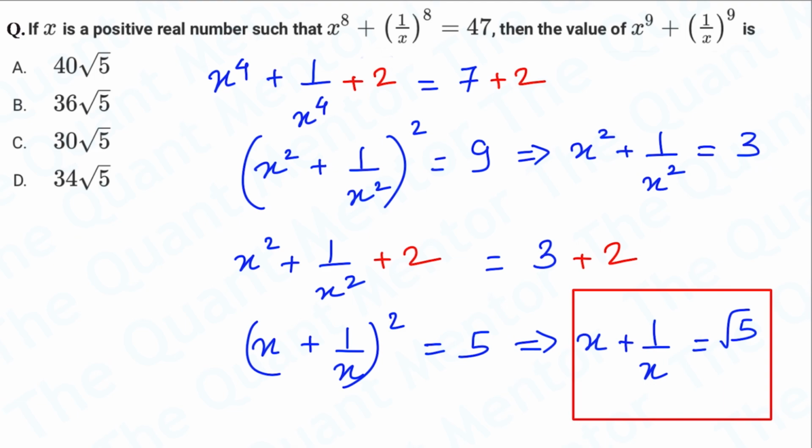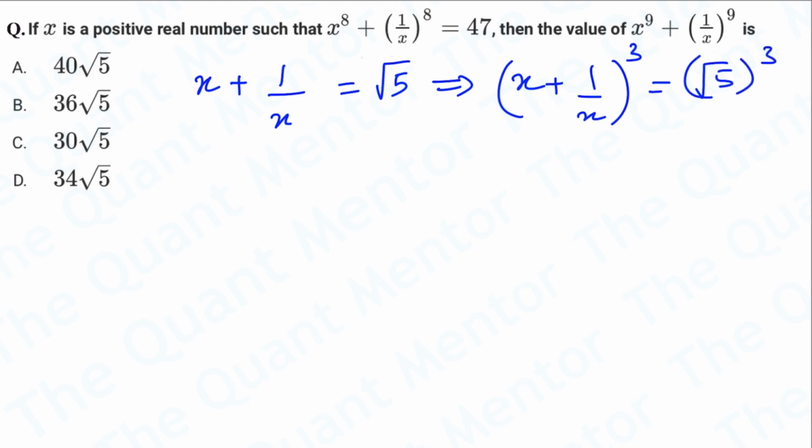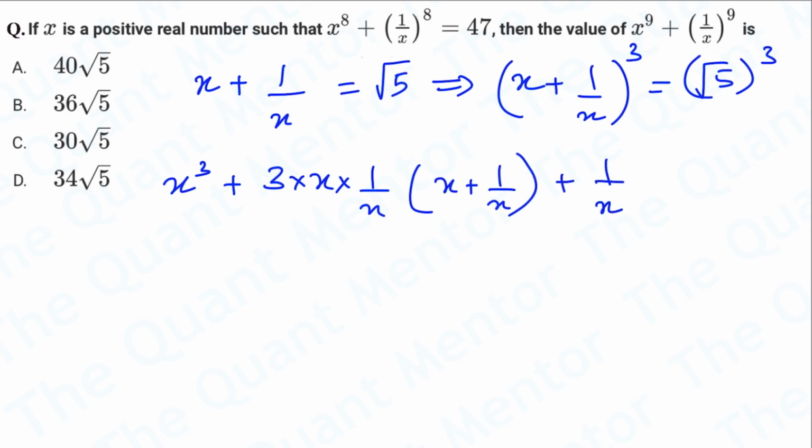And this is our most important link in this question. So now this is our new starting point. We will now start by cubing both sides. As we learnt in our formula, we will get x plus 1 upon x the whole cube should be equal to root 5 the whole cube. Right? Our left hand side is the expansion a cube plus 3ab into a plus b plus b cube. As you have learned in the beginning, the same expansion is being used here. Root 5 cube will be 5 root 5.